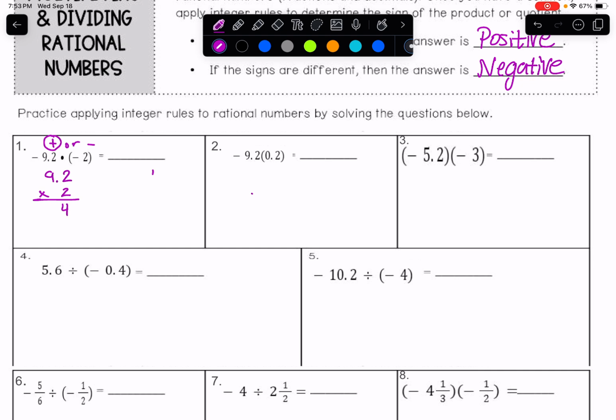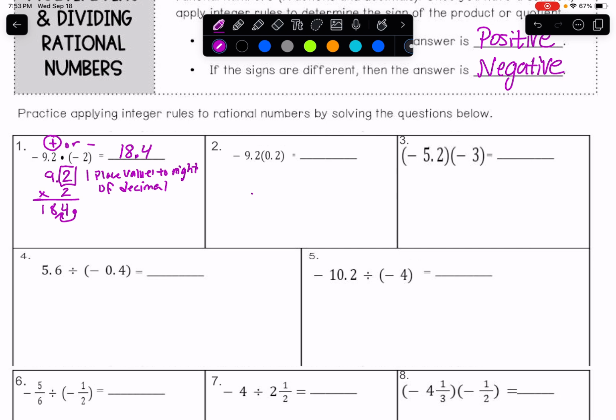Now, we have one place value to the right of the decimal. That is how many place values we're going to move our answer. So I'm going to put a dot at my last place value. That's my decimal. Move it one to the left. So my answer is 18.4. That's how we can multiply decimals. Okay, you try number 2. Pause the video. Try number 2.